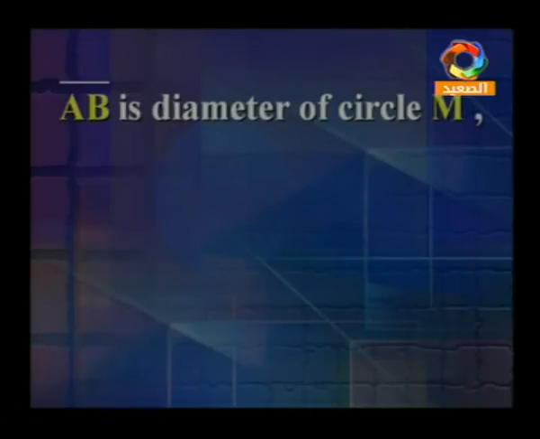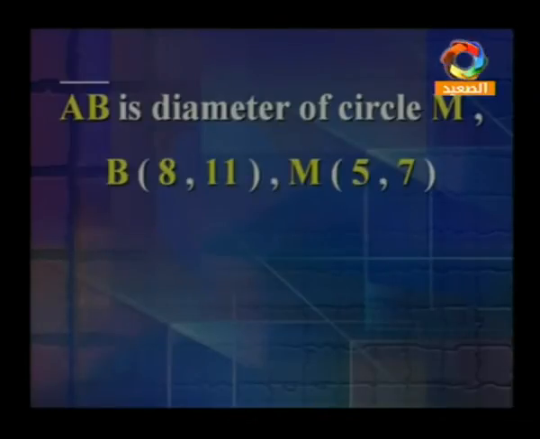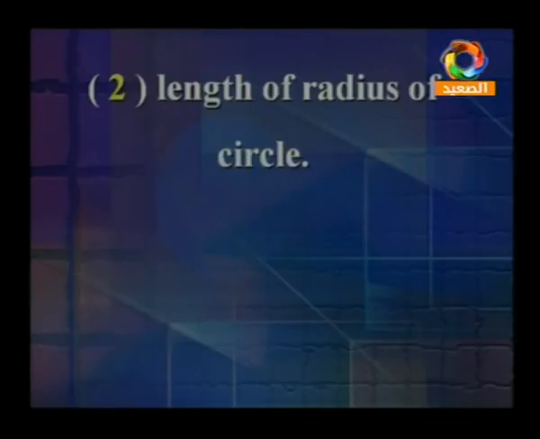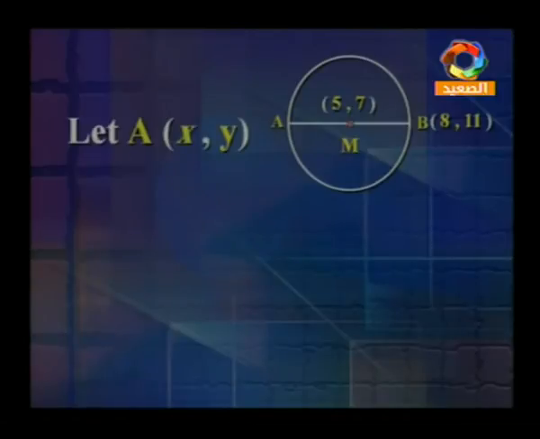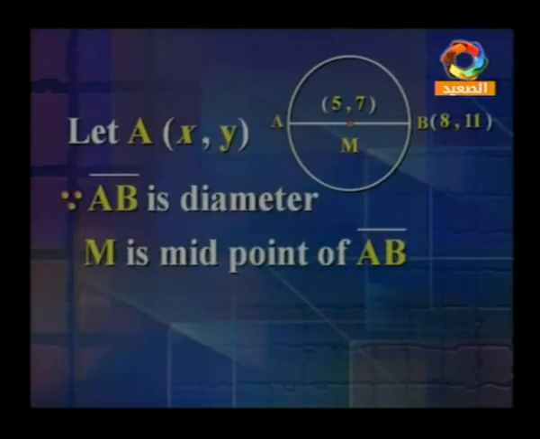Another example. AB is the diameter of circle M. If B is (8, 11) and M is (5, 7), find the coordinates of the point A, find the length of the radius of the circle, and find also the equation of the perpendicular straight line to AB from the point B. At the very beginning, for any circle whose diameter is AB and the center is M, M is the midpoint of AB. So let A equal (X, Y), and as AB is a diameter, M is the midpoint of AB.